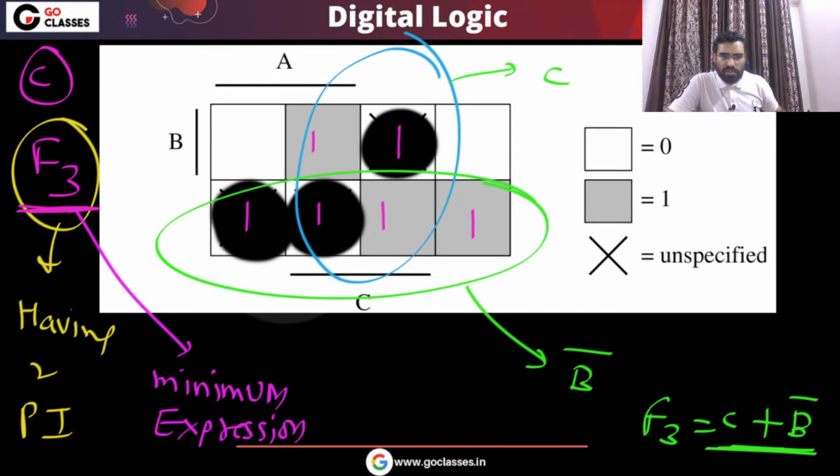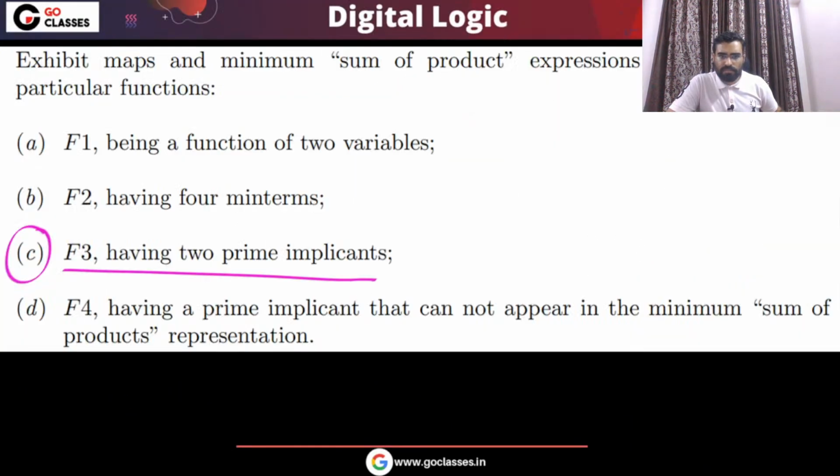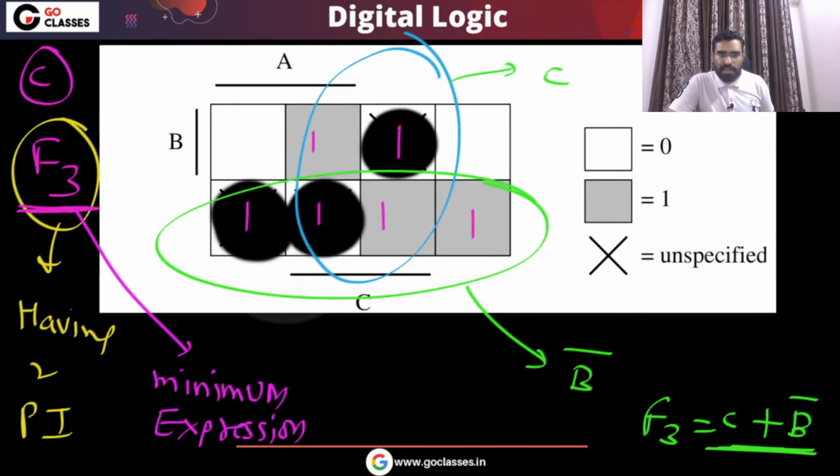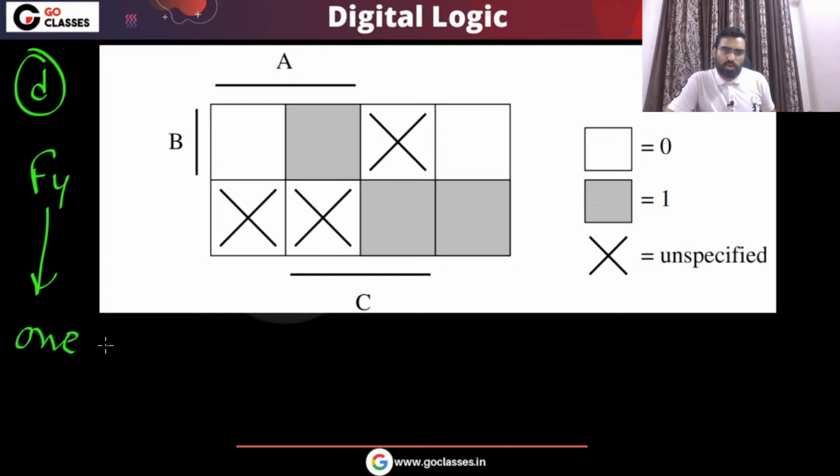For all these questions, first convert into a standard K-map and then solve the question. Is this clear, Nikhil? The next question, F4: having a prime implicant that cannot appear in the minimum SOP. So option D must have a prime implicant that cannot appear in the minimum SOP.